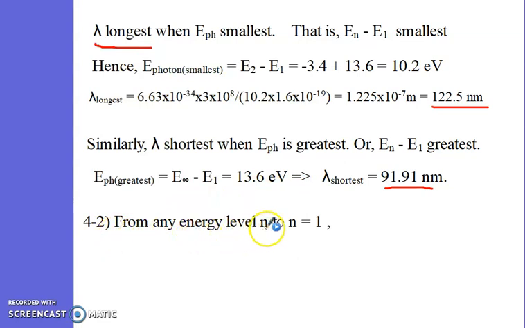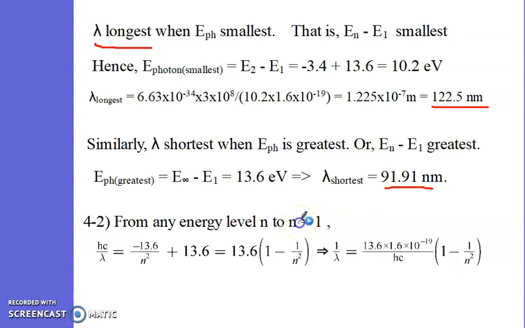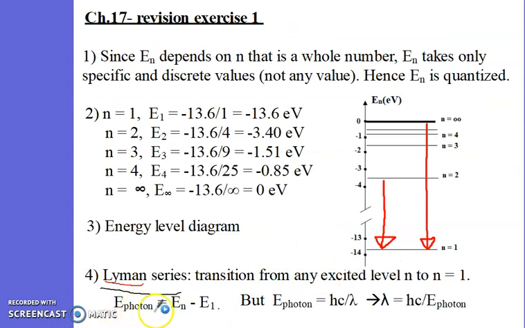Let's do it here. Of course, we have to apply Bohr's formula. From any energy level n to n equal to 1, this is Lyman. Final level in Lyman is ground level, ground state. E energy of the photon equal E initial minus E final, right? Look here. E photon equal E initial minus E final. Final is 1. Initially is any level here. And you know the energy of the photon here is hc over lambda, right? Here it is.